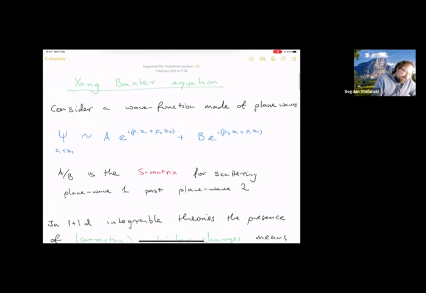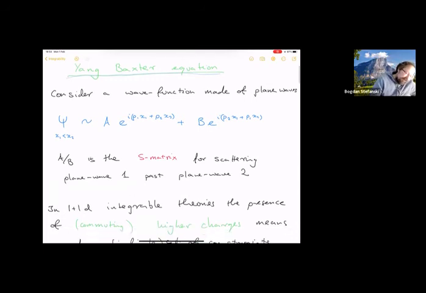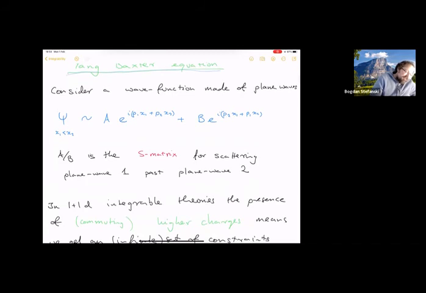So I guess any integrability lecture has got to discuss the Yang-Baxter equation, and so here's my very brief attempt at doing that. The Yang-Baxter equation is a very general equation, and you can think of it as telling you a little bit about how excitations scatter from one another in an integrable theory.